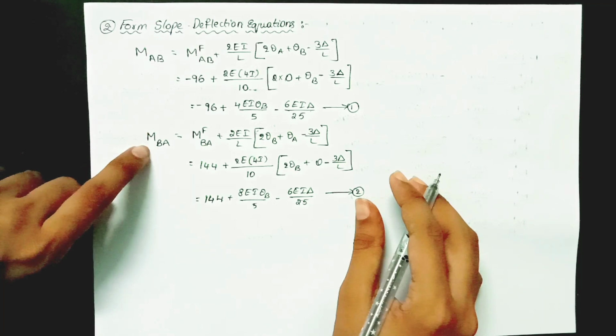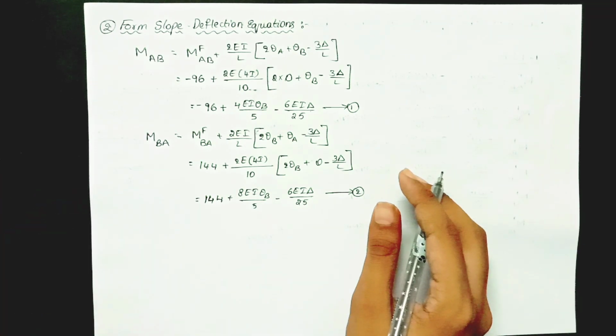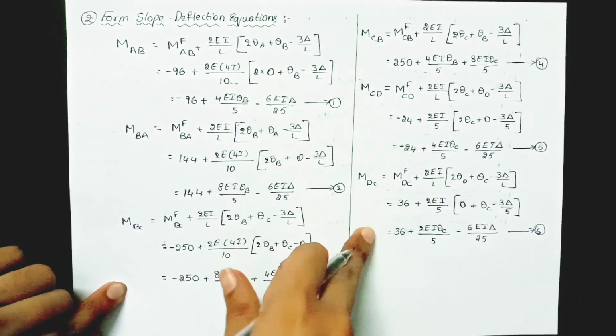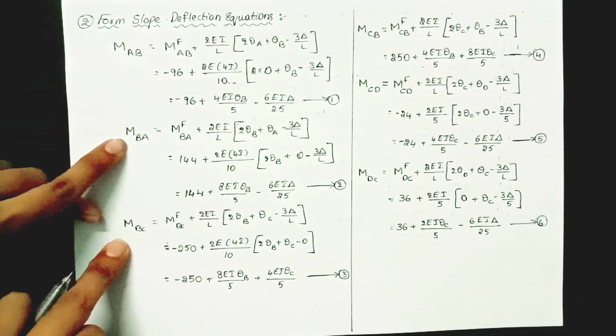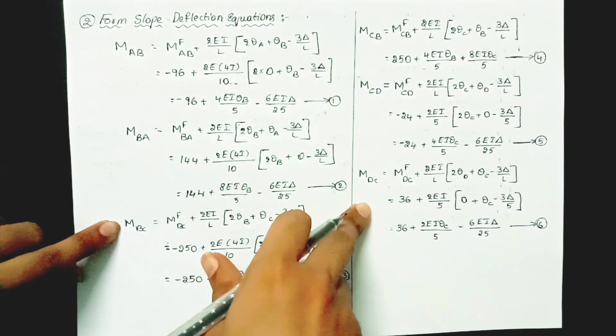Now take the BC member and CB member. Similarly take the CD member and DC member and form the equations in a similar manner. Similarly, I have written equations for all the remaining members. So I have explained AB and BA. Similarly, write the equations for BC, CB, CD and DC.